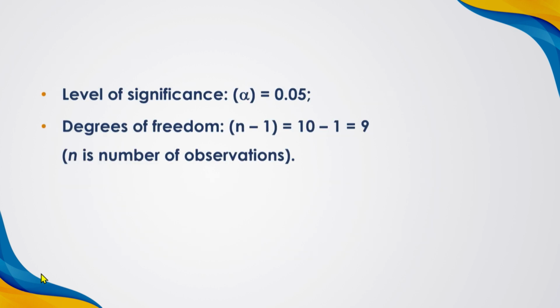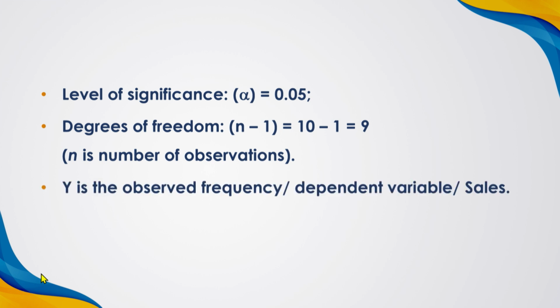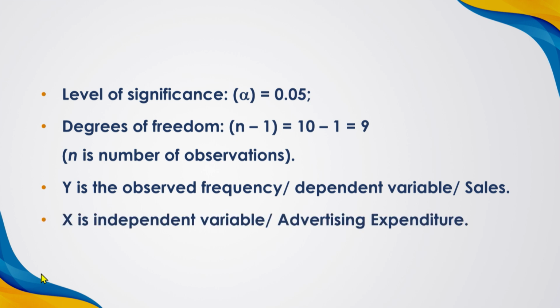Automatically you have to move to the alternative hypothesis H1: there is a significant difference between observed and expected sales of the product. Now you have to fix your level of significance alpha, which will be 5%, 0.05, and the degrees of freedom, total number of observations minus 1, that is 10 minus 1, which is 9 degrees of freedom. Capital Y will act as the dependent variable, also called the observed frequency, or as per the problem, the sales. Similarly, capital X is the independent variable, the advertising expenditure in particular.